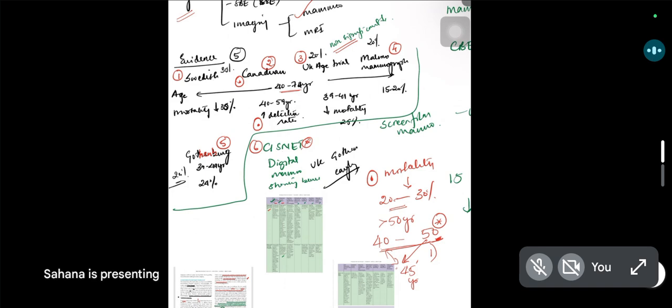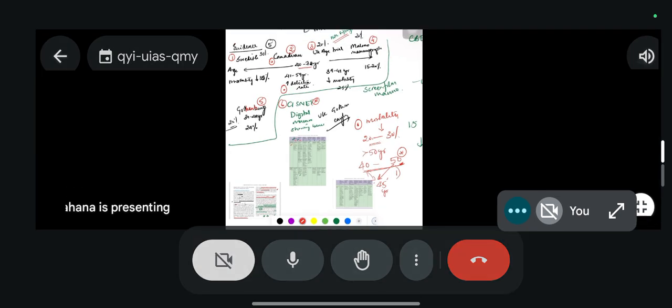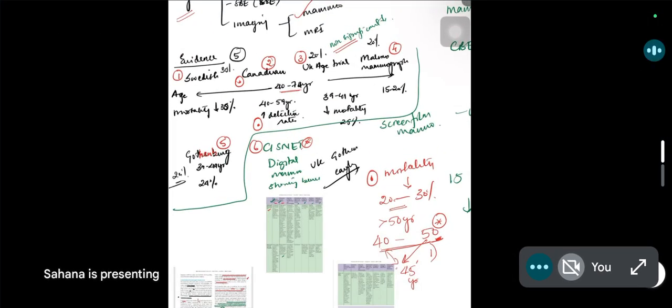Digital mammography with tomosynthesis. What are the advantages? Your callbacks are decreased. When you take screen films, because of false positivity or inconclusive results, you call them back and rescreen them. That rate decreases with adding tomosynthesis to your digital screening mammography.